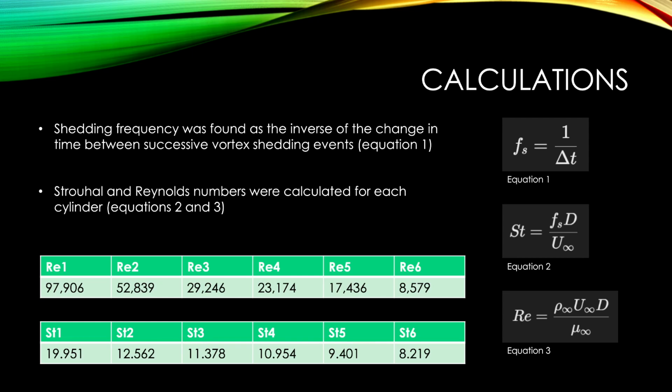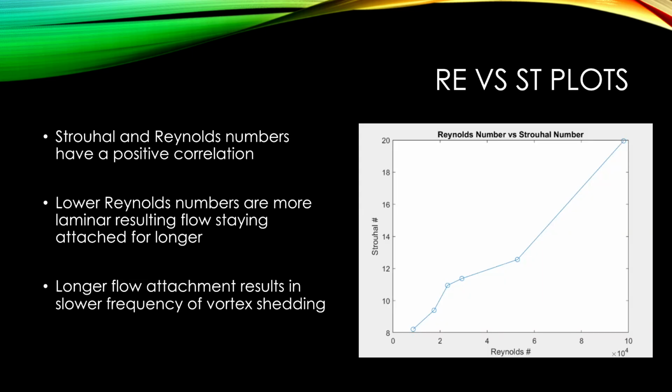The Reynolds number versus Strouhal number plot shows a positive correlation. This was what we expected to see because the lower Reynolds number flow stays attached to the cylinder for longer, resulting in less frequent vortex shedding.